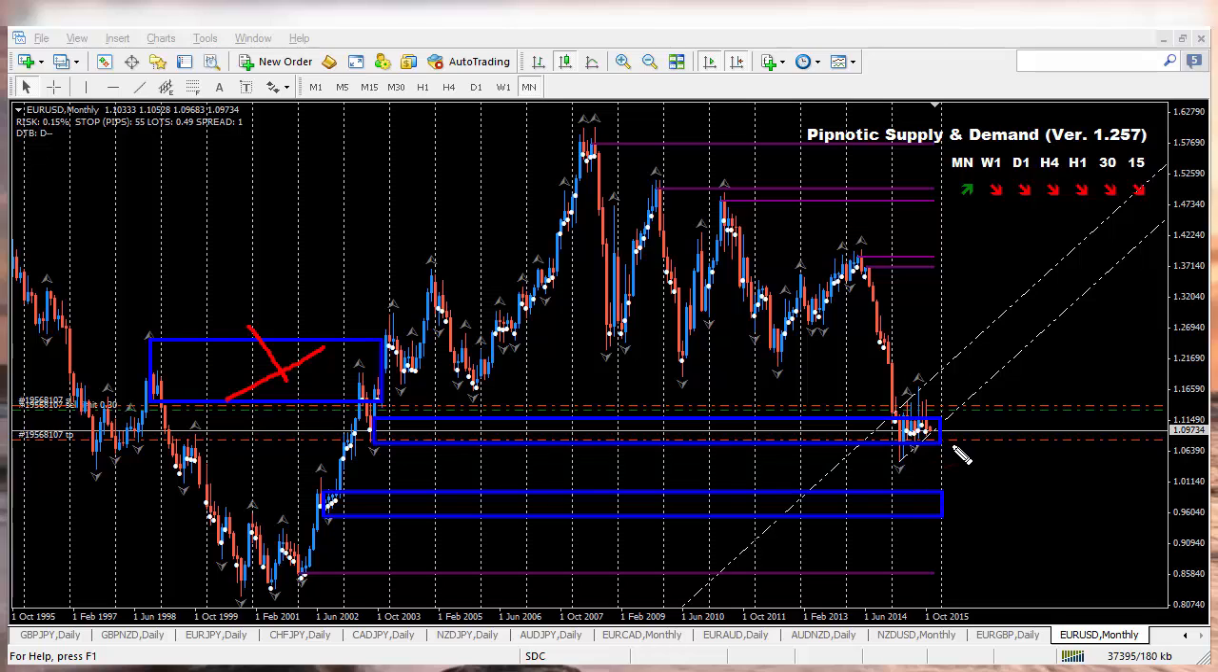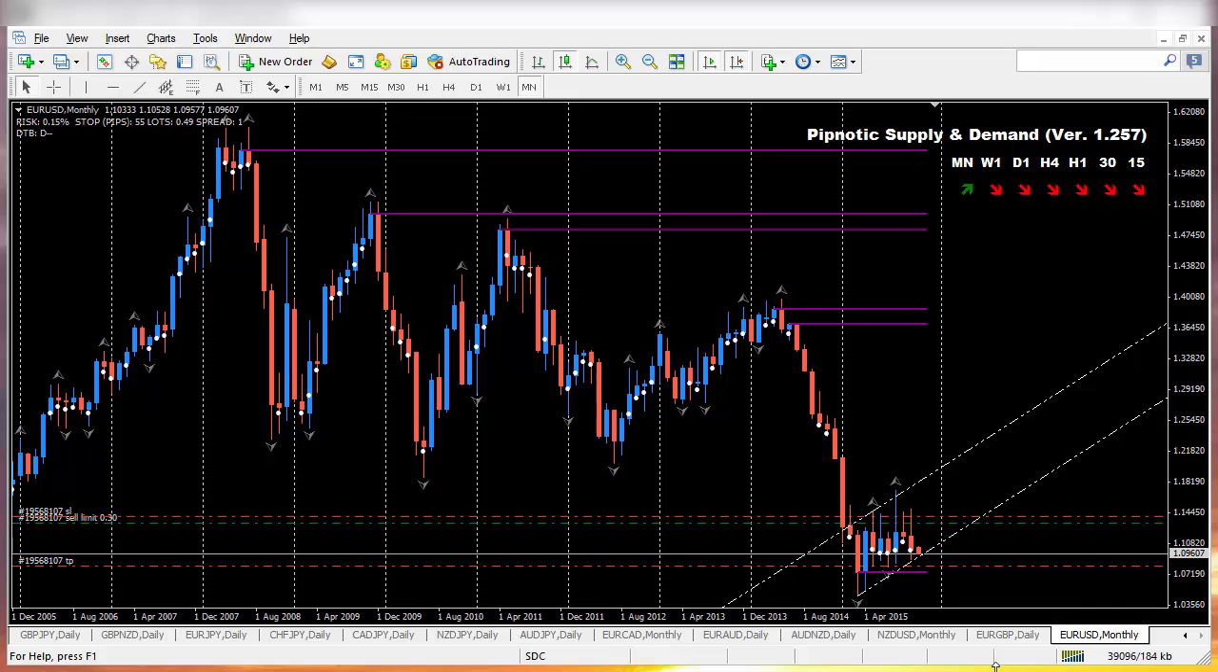I don't remember where I was discussing, but we'll move forward. As you can see, this area of supply up here took out this area of demand, so I'm expecting perhaps a reaction, like maybe a shallow reaction up to this area here. If we zoom in a little bit, you can see that we have another area of supply just in here, and this area of supply here took out this area of demand.